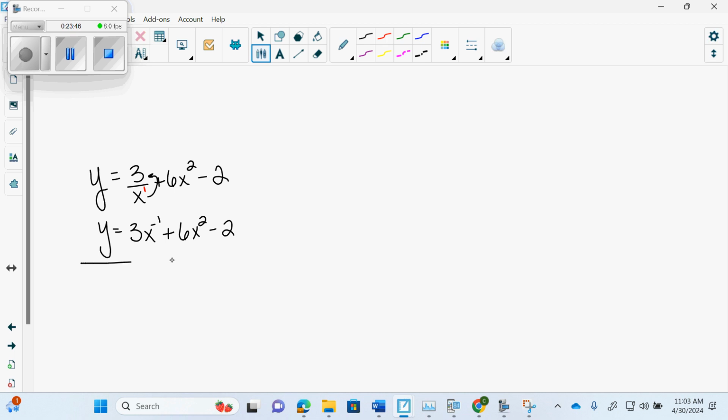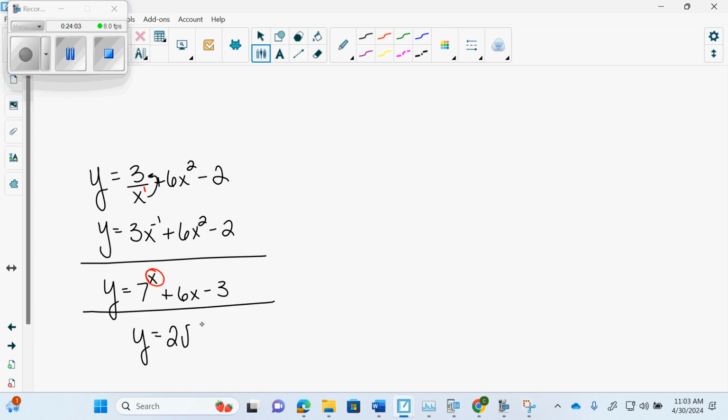Okay? This is also not a polynomial. Y equals 7 to the x plus 6x minus 3. Is that a whole number exponent? No, that's a variable exponent. The other one that it can't be is this, y equals 2 root x plus 6. Root x is the same as x to the half, right?